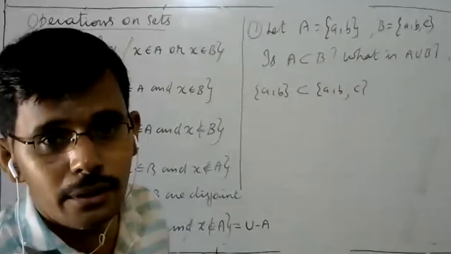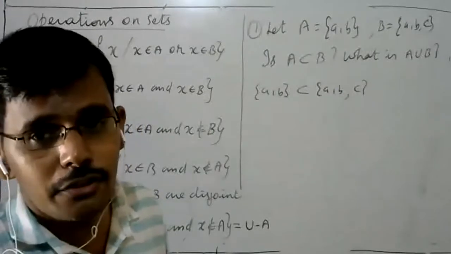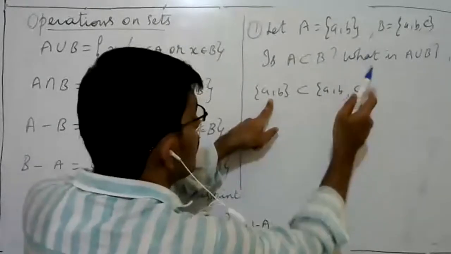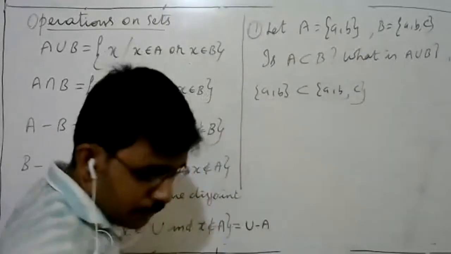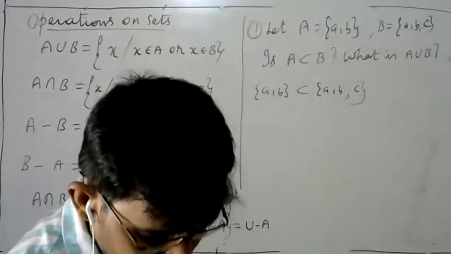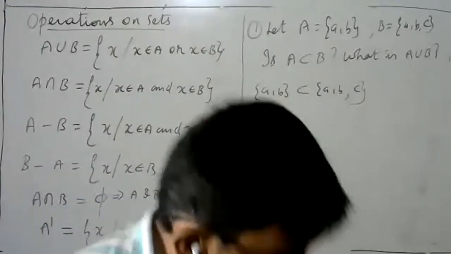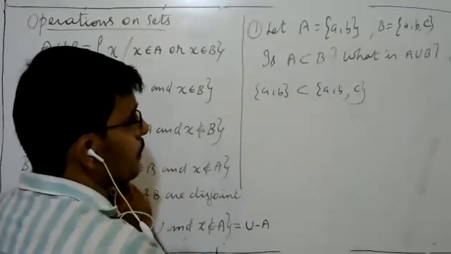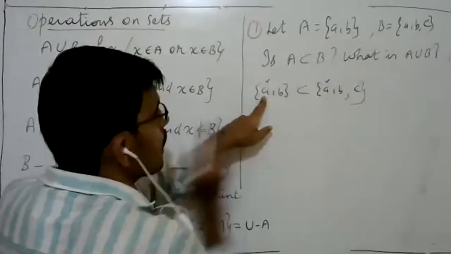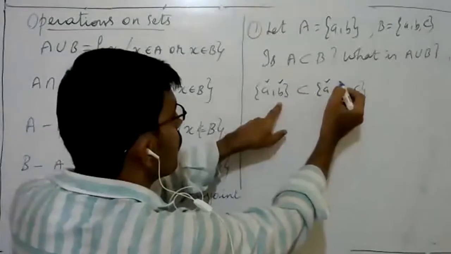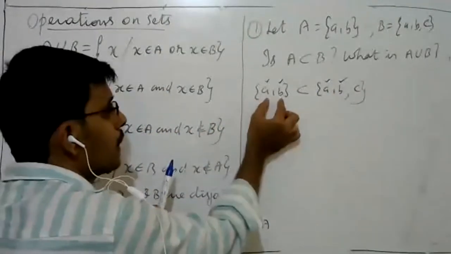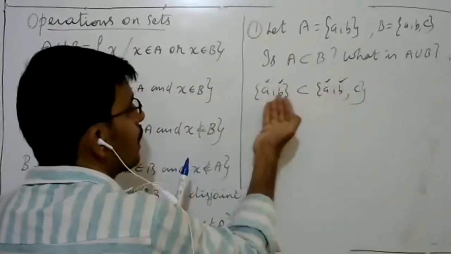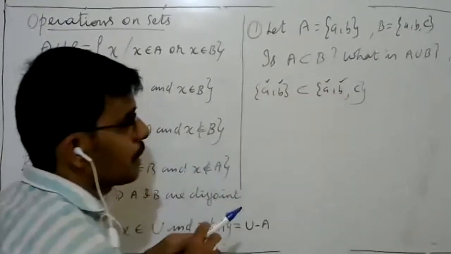What is the subset condition? If this is a subset of this, what is the meaning, and how do we prove it? What is the definition of a subset? If every element of this set is an element of this set. A is here, A is here. B is here, B is also here. Yes, it is true. Every element A, B is also an element of the second set.